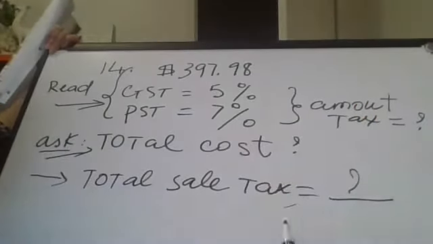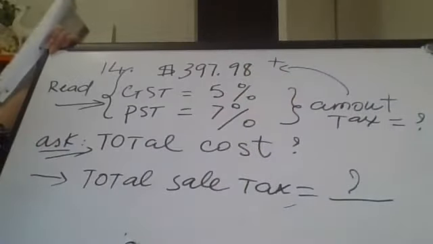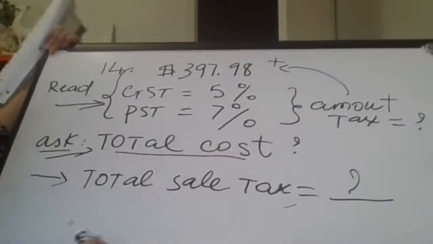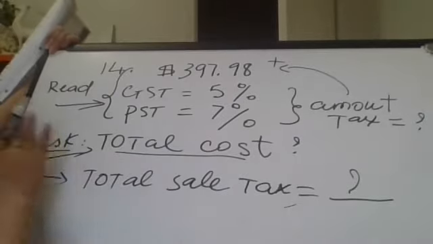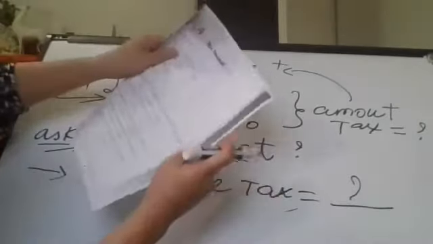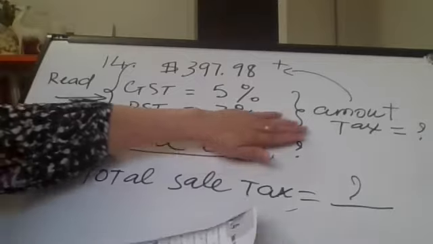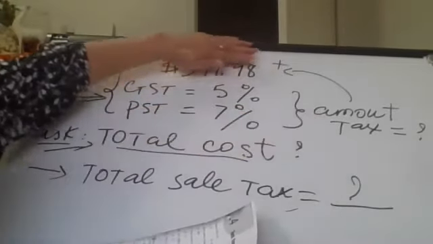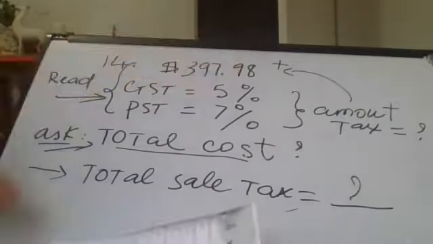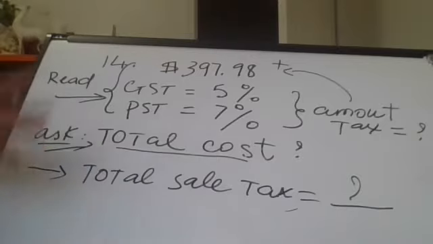And you're not done yet. After this, you have to add it back to this amount to find the total cost. But if they don't ask for the total cost and just ask for the sales tax, then you just figure out the amount of tax and you don't need to add it back. So the problem is you don't read the question and you just assume that maybe they asked for the total cost, or maybe they just asked for sales tax.